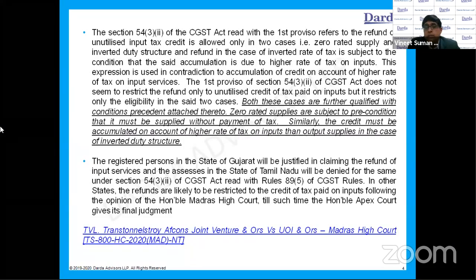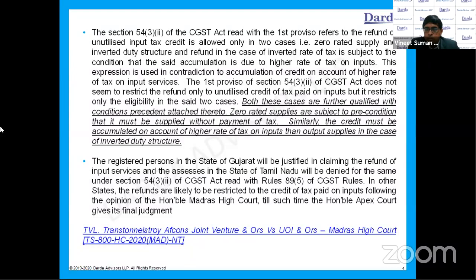Similarly for IDS, the only condition is the credit must be accumulated on account of higher rate of tax on inputs than your output supplies. But the Madras High Court has taken input goods as only goods, not services. And that's why it has limited the interpretation of that.